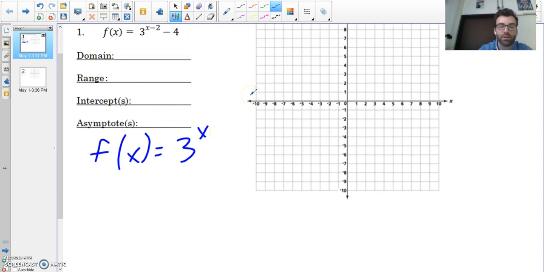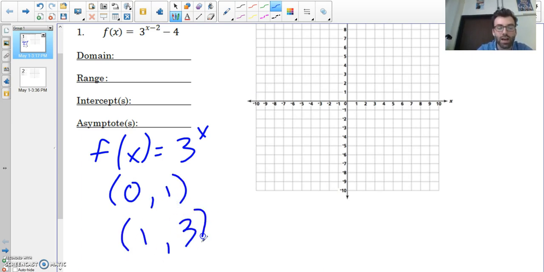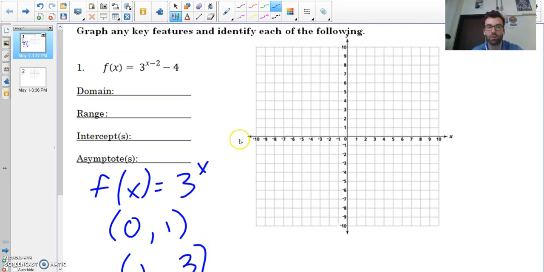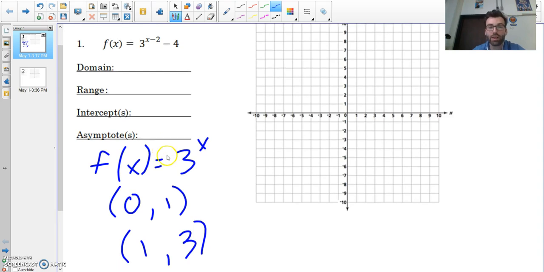Any exponential function, remember, will have the point 1 comma whatever your base is. My base is 3, so this will be a 3. If my base was 2, this number would be 2. If it was 4, this would be 4, and so on and so forth. So when graphing and shifting, I'm going to start with these 2 points here.